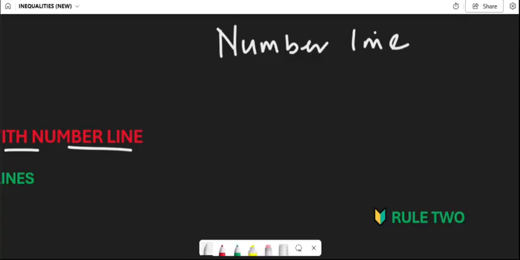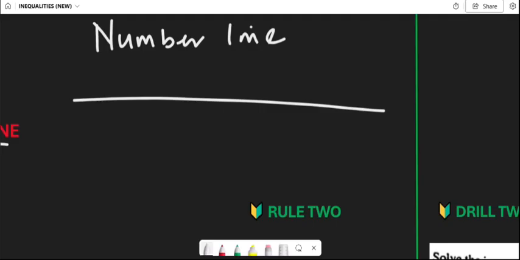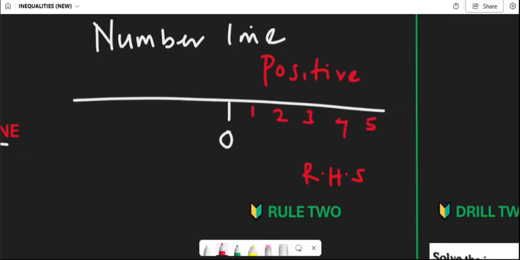For instance, let us assume I have a line, and on that line my center is 0. On the right hand side of the line, I'm going to have my positive integers: 1, 2, 3, 4, 5, and so forth. While on the left hand side, I'm going to have my negative integers: -1, -2, -3, -4, and so forth. This is a typical example of what we call a number line.